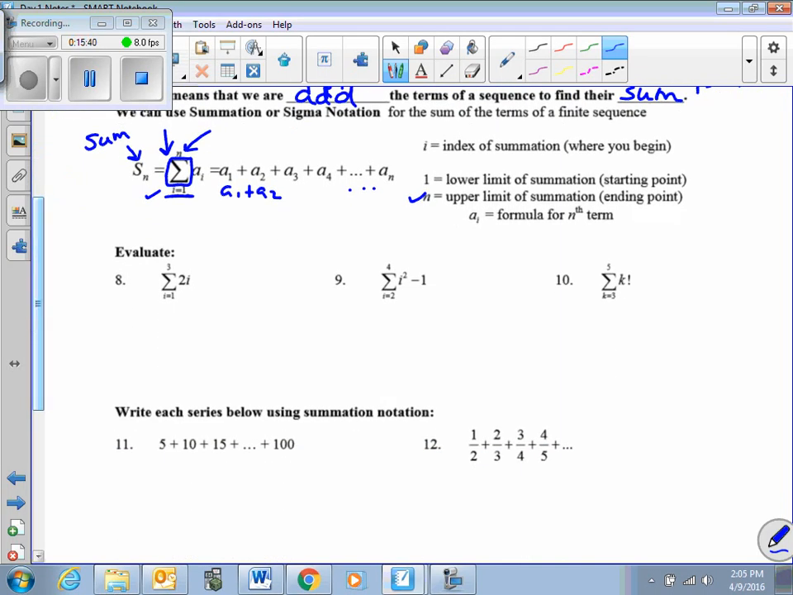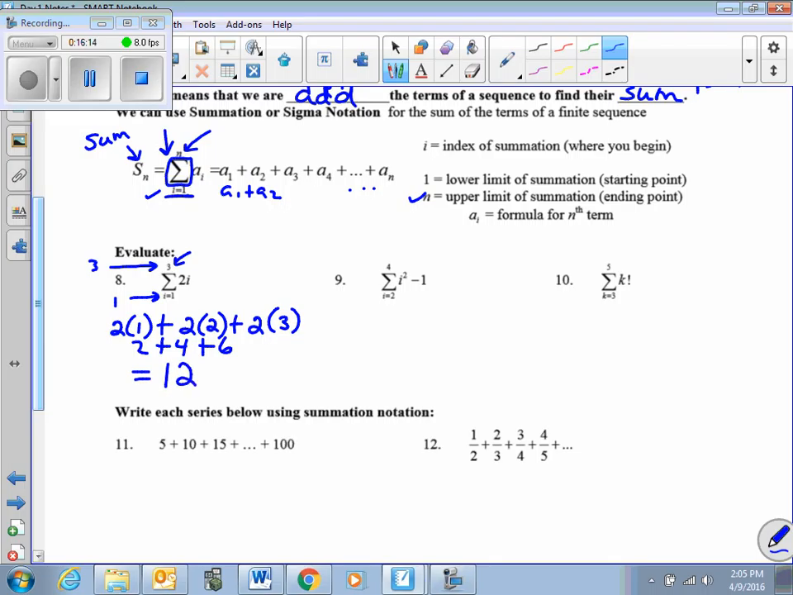Okay, so let's give it a try. What does this mean here? It means I'm going to start with 1, and I'm going to end with the third term. So I'm only going to add up 3 terms. So I'm going to first let i equal 1. So that's going to be 2 times 1 plus, then i is going to go to 2, so it's going to be 2 times 2. And then finally, our last term is going to be the third one, so that's going to be 2 times 3. So I get 2 plus 4 plus 6, which equals 12. So that's how we use that.